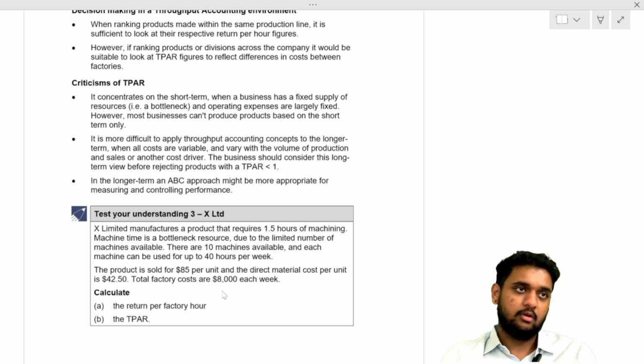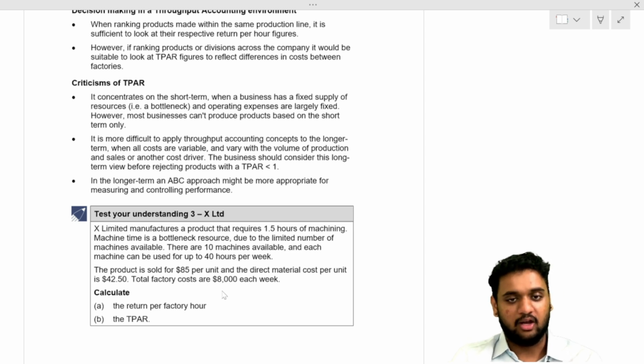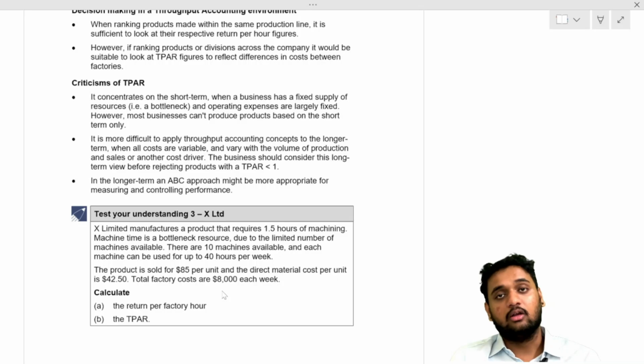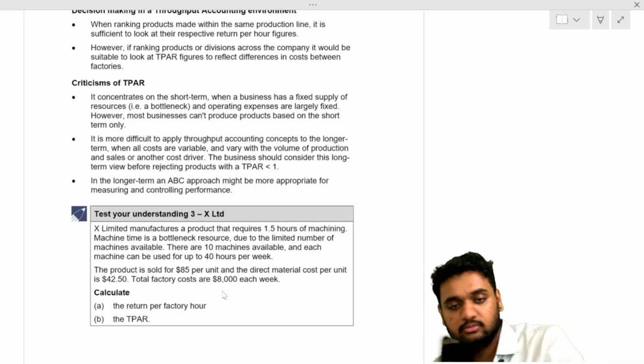Okay. Now what will we do? Return per factory hour. Return per factory hour is nothing but throughput per factory hour. Factory hour is the bottleneck resource here. Factory hour and machine hour are both the same. It's the bottleneck resource here. They are asking for the return per factory hour. Throughput or return, both are the same. How will you find out?